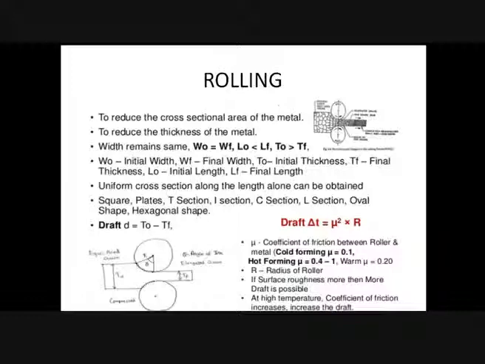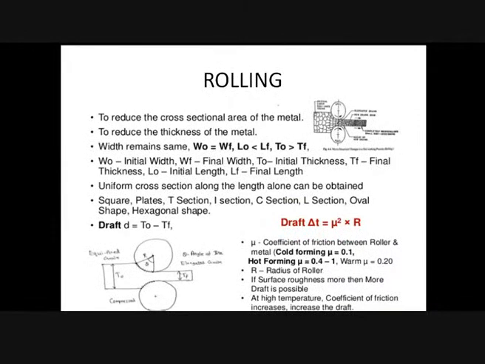Okay, so next one is rolling. What happens in rolling, or in the metal forming process of rolling? Rolling is one of the operations of metal forming. In rolling, the material is compressed between two rotating rollers, such that the thickness of the strip reduces from one thickness to the next, that is from H0 to H1.